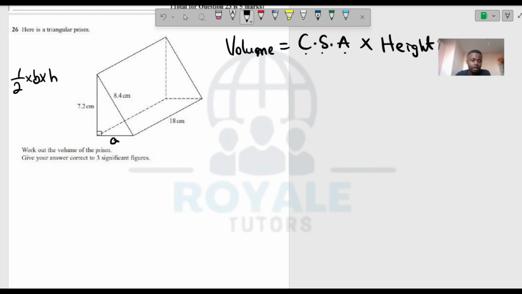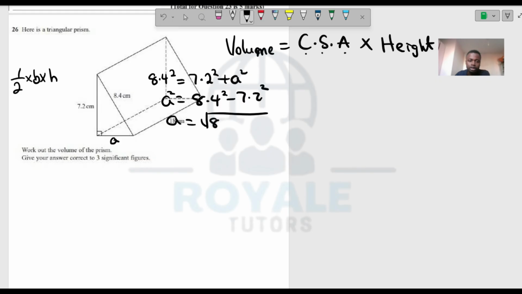So using Pythagoras, Pythagoras theorem states that in every right angle triangle, the square of the hypotenuse side is equal to the sum of the square of the other two sides. So you have the hypotenuse side squared is equal to sum of the square of the other two sides. So this means that your a squared is going to be 8.4 squared minus 7.2 squared. And then your a is going to be square root of 8.4 squared minus 7.2 squared.